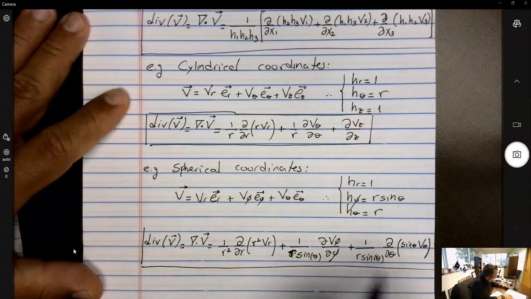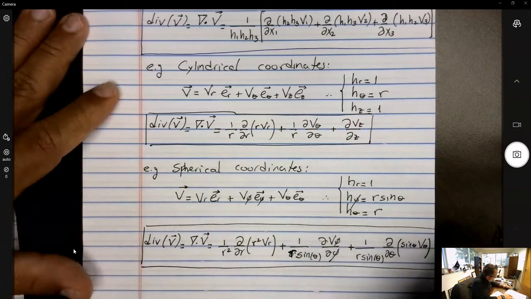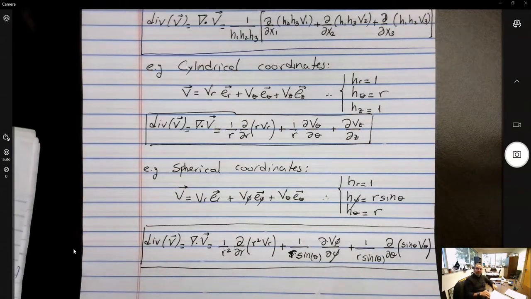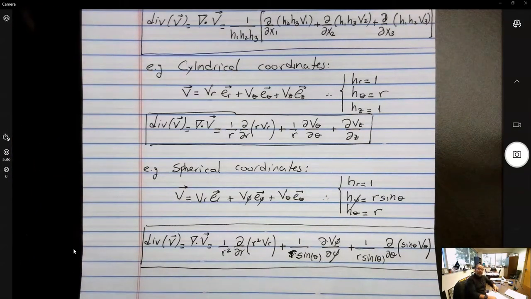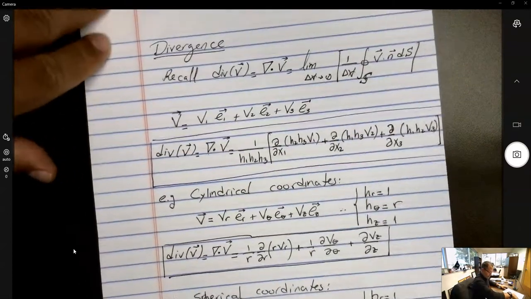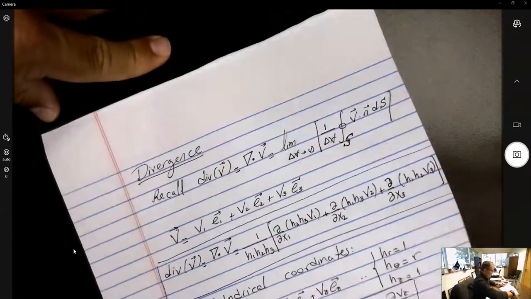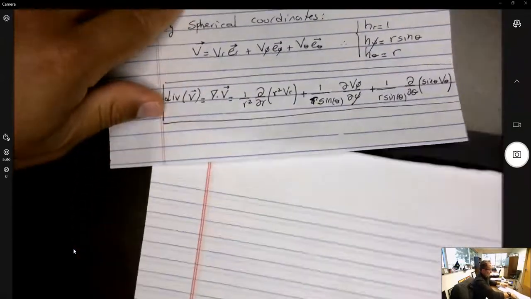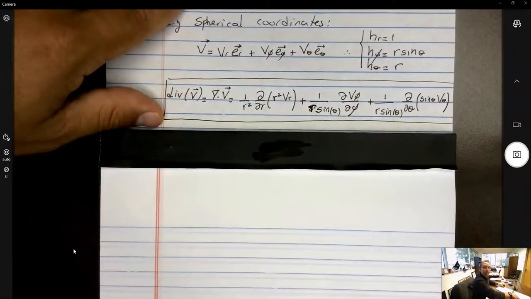That's all I have to do to calculate the divergence of a vector field in spherical coordinates. All right. So let's look at the Laplace operator.